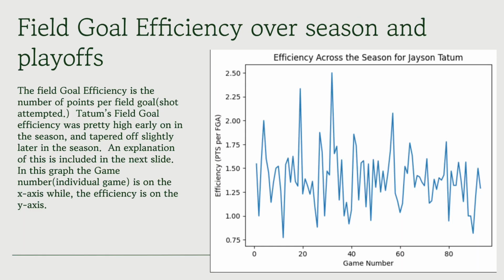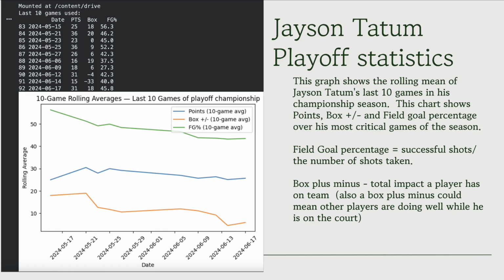And now we're going to be looking at the field goal efficiency of Jayson Tatum over the season and during the playoffs. So the field goal efficiency is basically the number of points per field goal, or that could also mean the points per shot attempted. So on the graph, the x-axis is going to be the game number, and the y-axis is going to be the total efficiency. As you can see on the graph, we have some high spikes early on in the season. As we go later on into the season and into the playoffs, these numbers kind of take a dip. This dip can be further analyzed when we look at the last 10 games of Jayson Tatum's championship season.